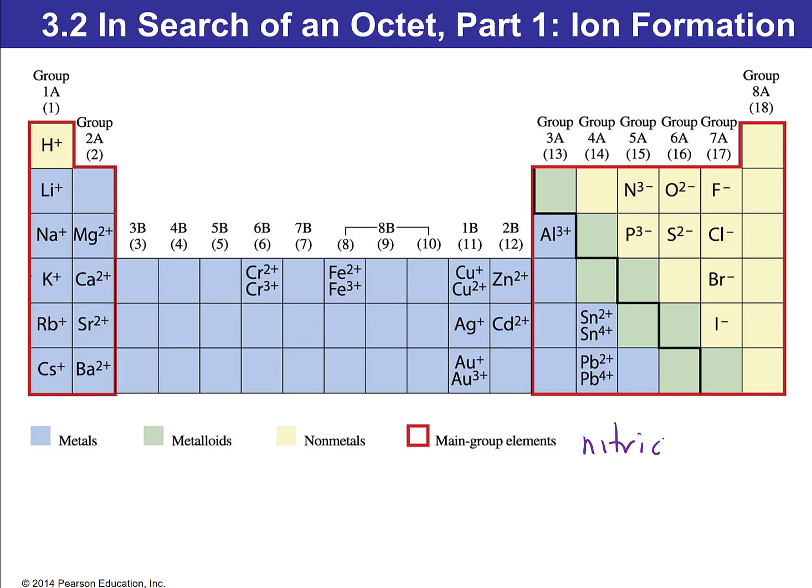So nitrogen will become nitride. So what will phosphorus become? First syllable. Oxygen, we said, is the oxide. Sulfur, sulfide.